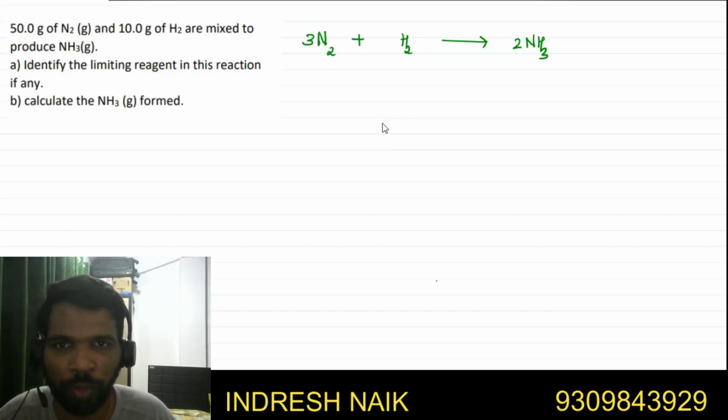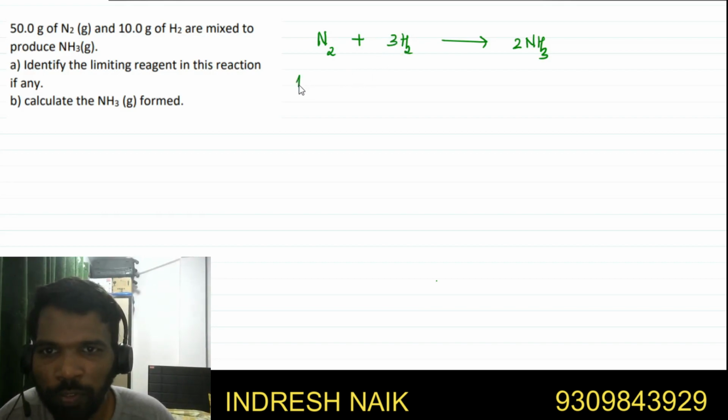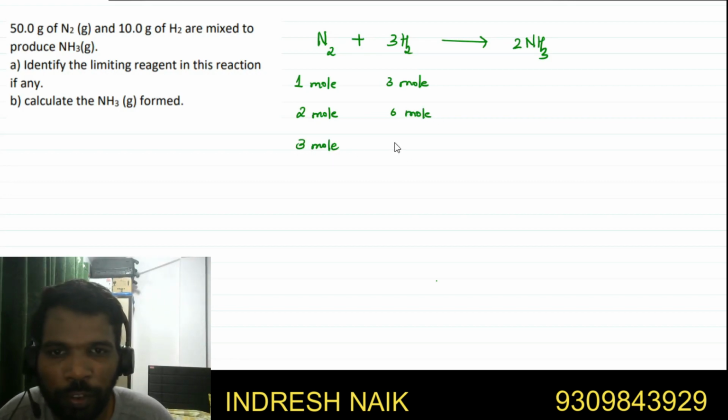Understand this carefully. If N2 is 1 mole, then H2 should be 3 moles. If N2 is 2 moles, then H2 will react 3 times, that is 6 moles. If N2 is 3 moles, then H2 will react 9 moles.